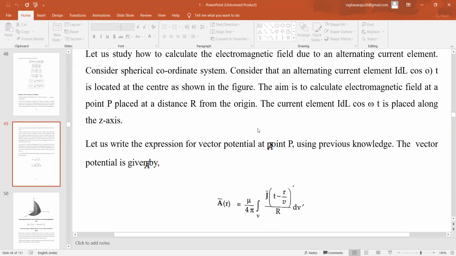A bar of R equals mu by 4 pi, integration over V of J of (t minus R by V) divided by R, dV bar. This is a very popular and very important formula that appears anywhere in our discussions.